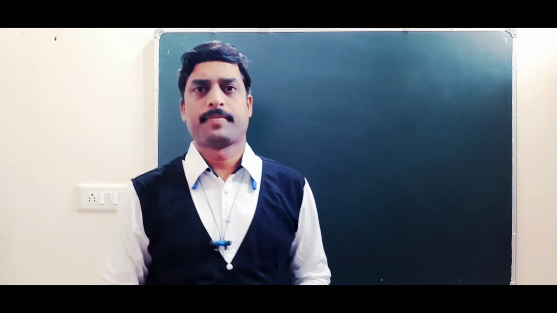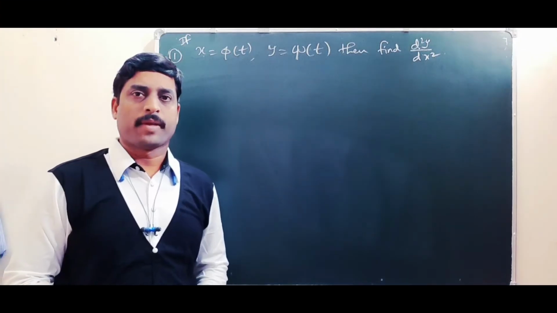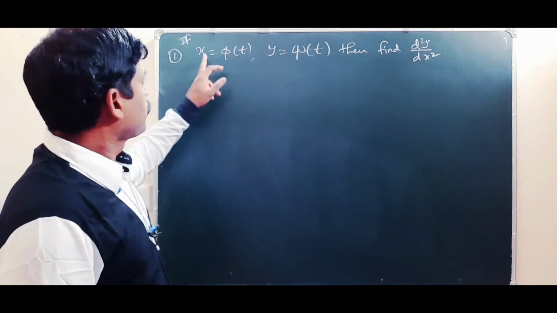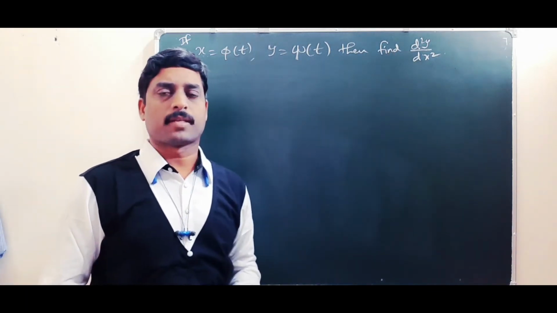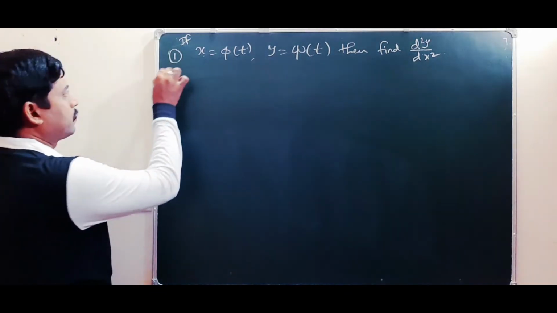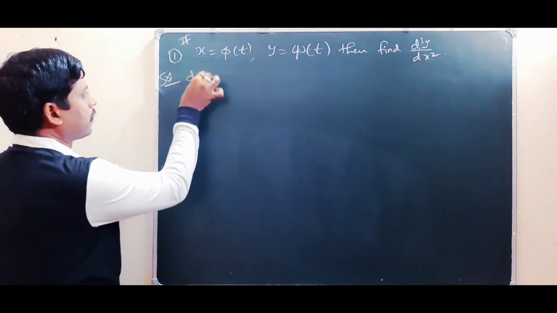Today I would like to explain continued differentiability problems. Now let me explain question number 1. So x and y values are given. Then we have to find d square y by dx square. First we have to find the dy by dx value.